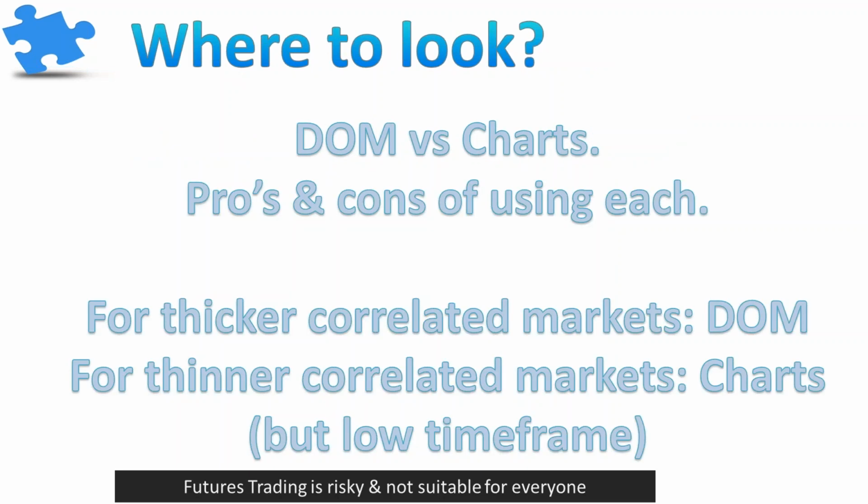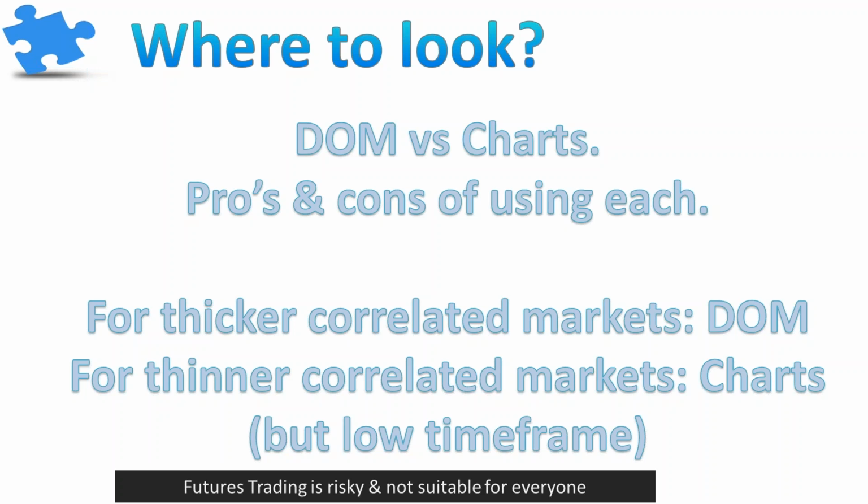Now, where do we actually look? If we're going to look at correlated markets, what is the best tool to look at? Well, you can see correlations in the depth of market and the charts, and each one of those has its own advantages. We're going to start off looking at the depth of market first, and we'll switch to charts later. But the bottom line is, it really comes down to how thick the market is, and we're going to see that. And also, the number of correlated markets you've got available is quite limited.